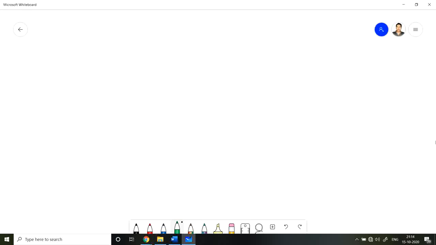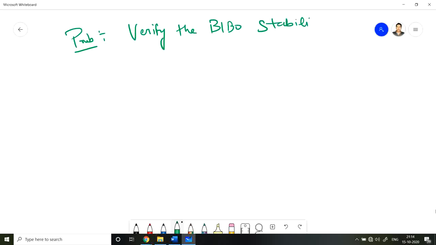So let us do another problem. The problem is we have to verify the BIBO stability condition for discrete time LTI systems.